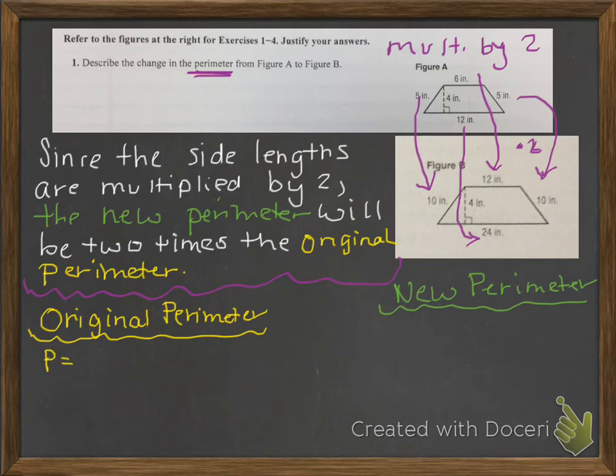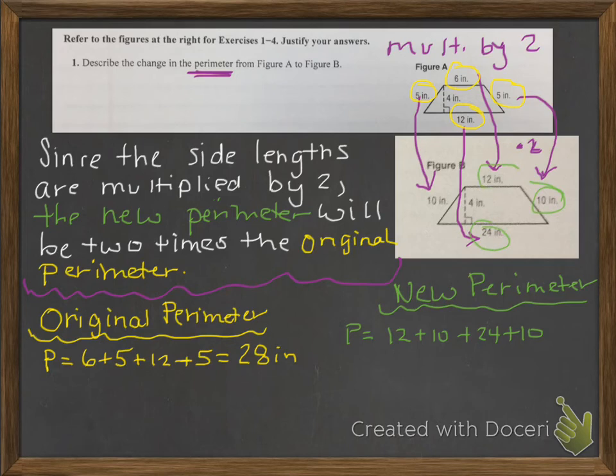So for the original figure, we have 6 plus 5 plus 12 plus 5. So we're going to write that. So we get 28 inches. Now for the new perimeter, we're going to do the same thing. We're going to get 12 plus 10 plus 24 plus 10. And we got that from here, here, here, and here. And as you can see, we get 56 inches.